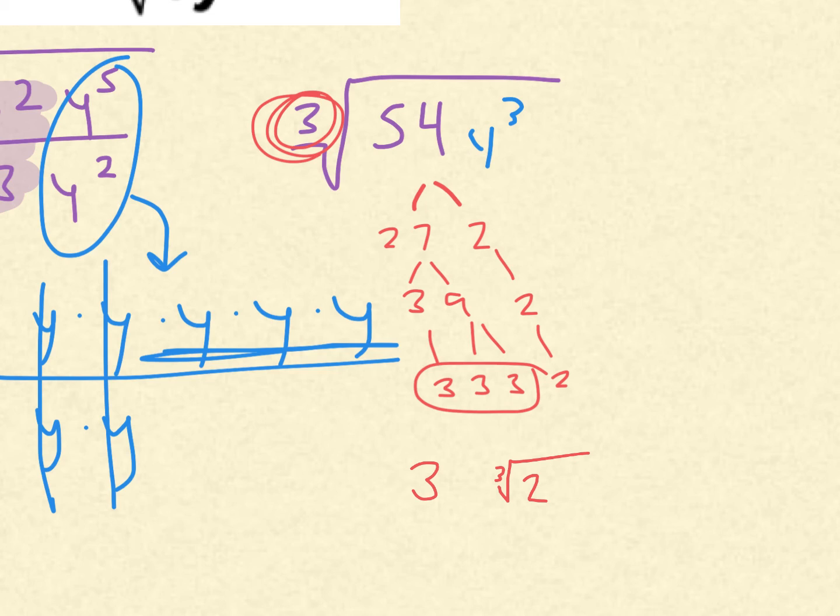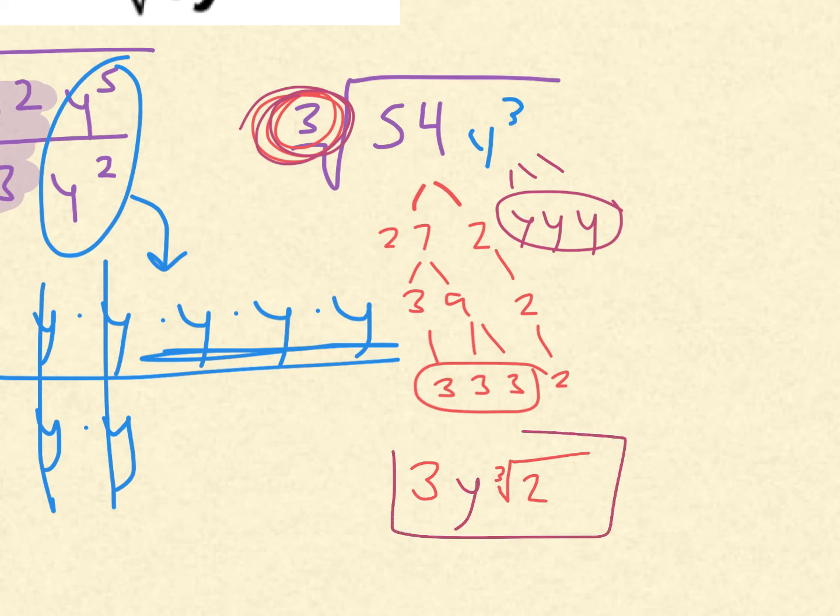And then we have how many y's here? 3 y's. And we circle groups of how many? Groups of 3. So what do we do with the y's? What happens? It goes on the outside. 1 y goes to the outside. So this is our answer.